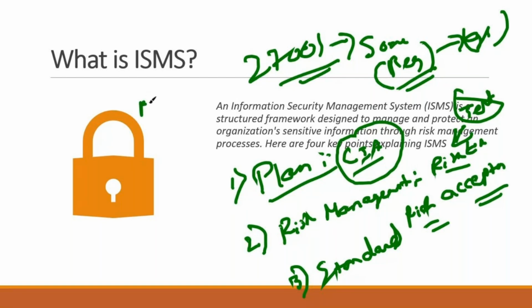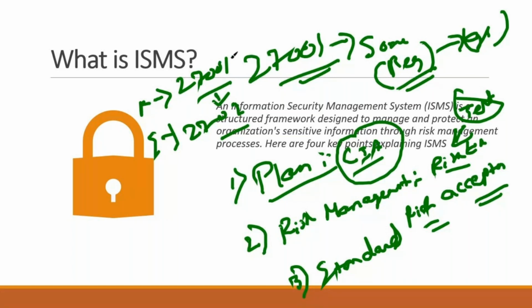Requirement means yes, you can get certified. Against guidance, you cannot get certified. Let me give an example for this. 27001 is a requirement standard. 27002 is a guidance standard, giving you a guide on how you are going to implement the 93 controls which are listed in your 27001.